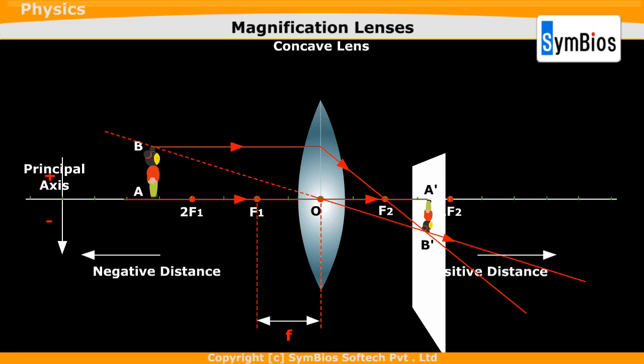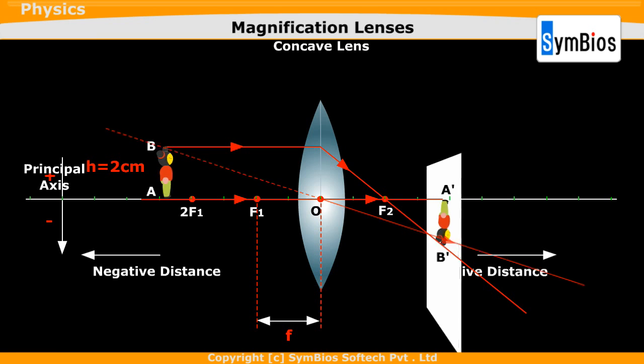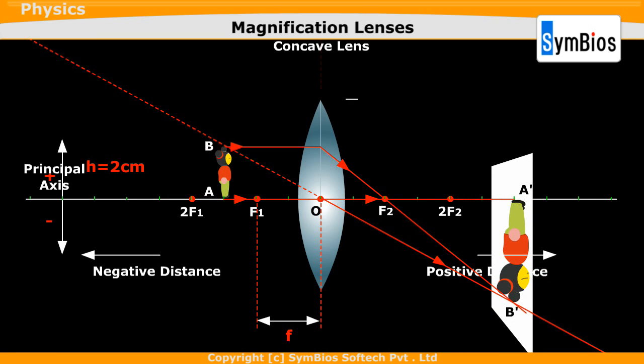Let us take an object of height 2 cm which is placed perpendicular to the principal axis, 15 cm away from a converging convex lens of focal length 10 cm. As per the formula, 1 by F equals 1 by V minus 1 by U. V equals 30 cm.